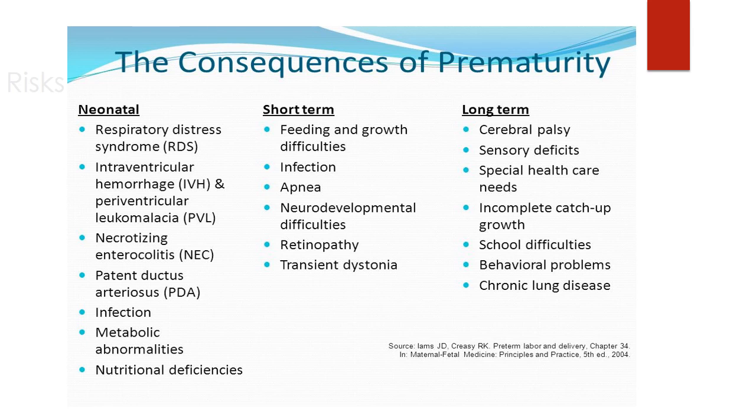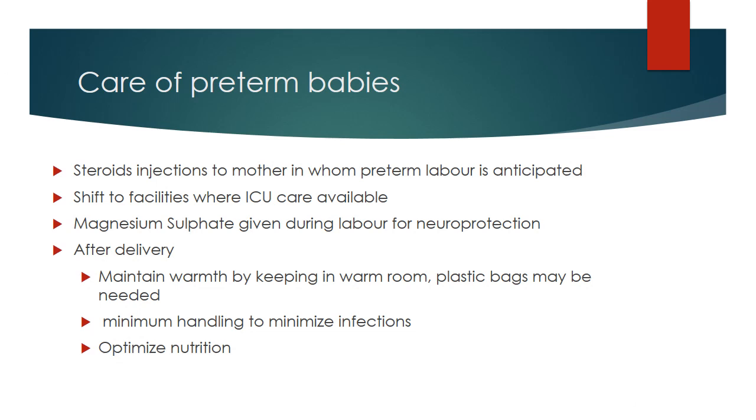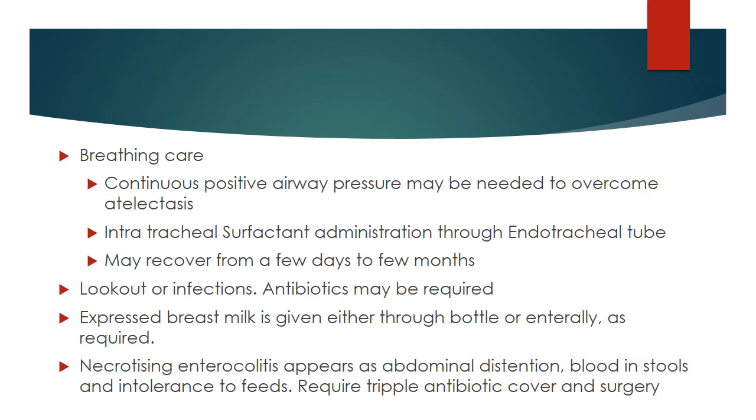Risks to preterm babies. Care of preterm babies includes steroid injections to the mother in whom preterm labor is anticipated, shifting to facilities where ICU care is available, magnesium sulfate given during labor for neuroprotection after delivery, maintaining warmth by keeping in a warm room, plastic bags may be needed, minimum handling to minimize infections, and optimizing nutrition. Continuous positive airway pressure may be needed to overcome atelectasis. Intratracheal surfactant administration through an endotracheal tube may help recovery from a few days to a few months.